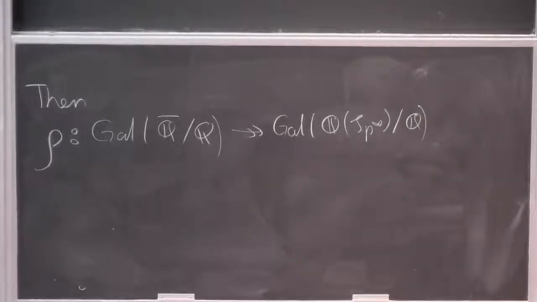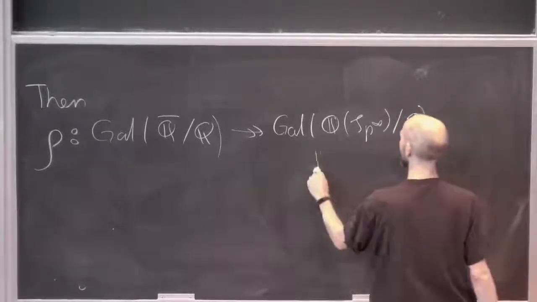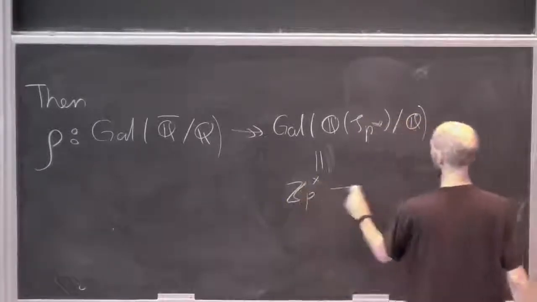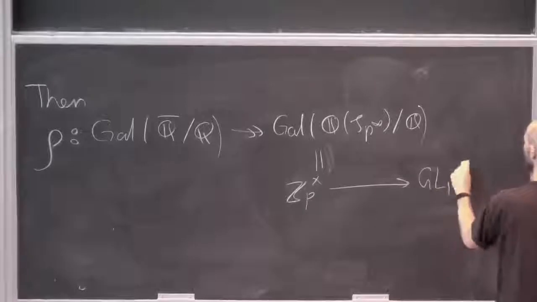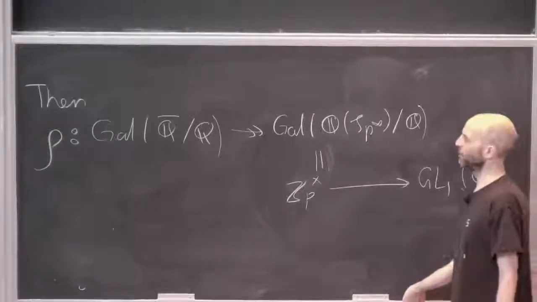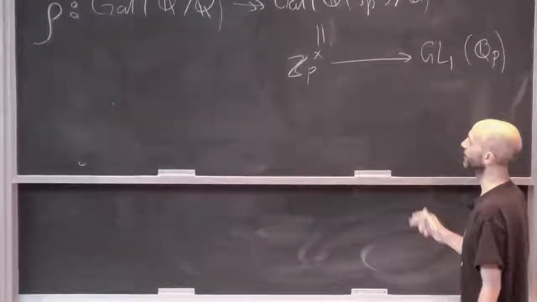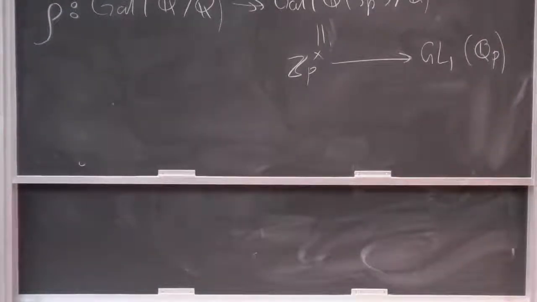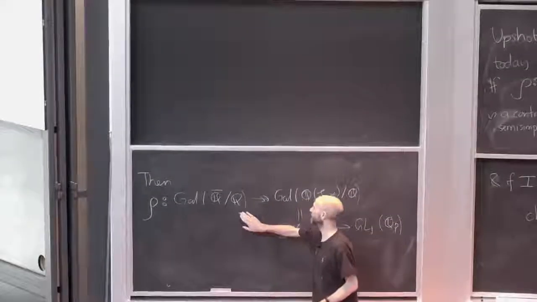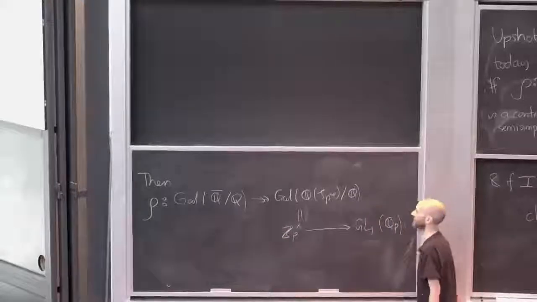And that's a group I do understand, because that's canonically isomorphic to Zp star, and that goes into GL1 of Qp. So there's a one-dimensional Galois representation, right? But this group here doesn't have any elements that I can evaluate, because I don't have a name for any element here.